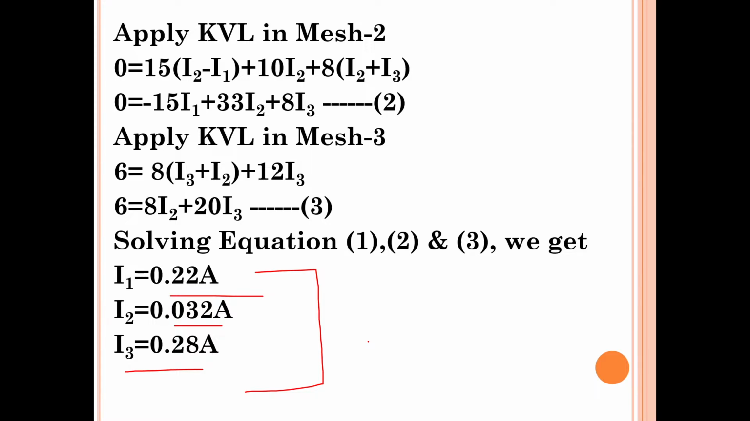I1, I2, I3 are called the mesh currents. So what do we want? Did you complete writing this? Can anyone mention in the chat box?